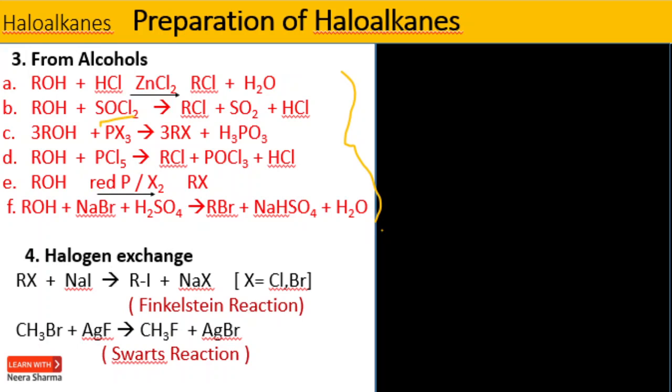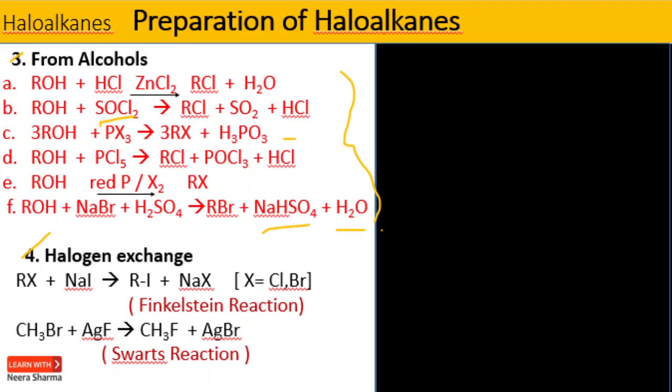So with PX3, I will get RX plus H3PO3. For PCl5, I will get POCl3 and HCl. And with NaBr and H2SO4, I will get NaHSO4 and water. These are the byproducts that are present. So this is the third method, and by halogen exchange also we can prepare haloalkanes.